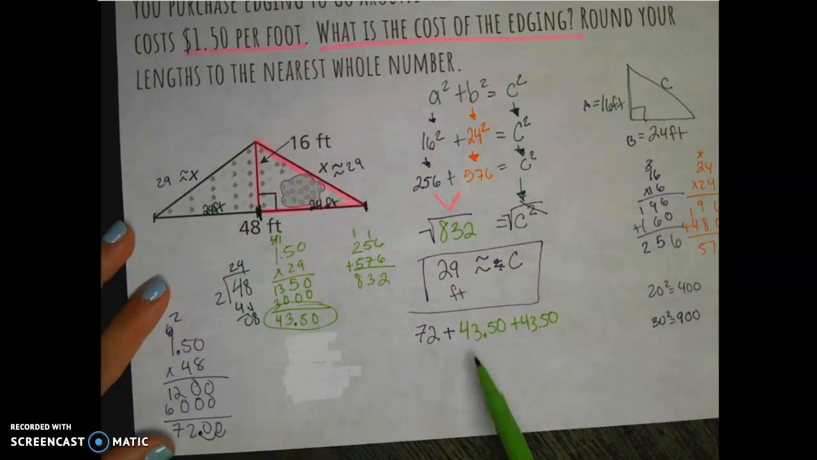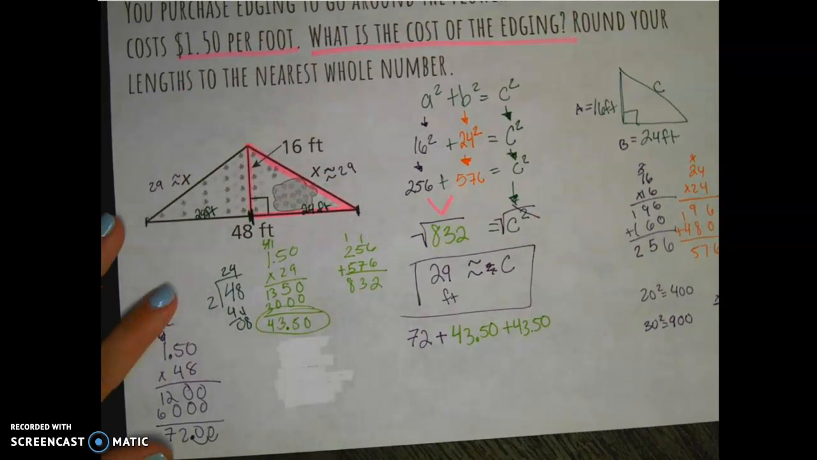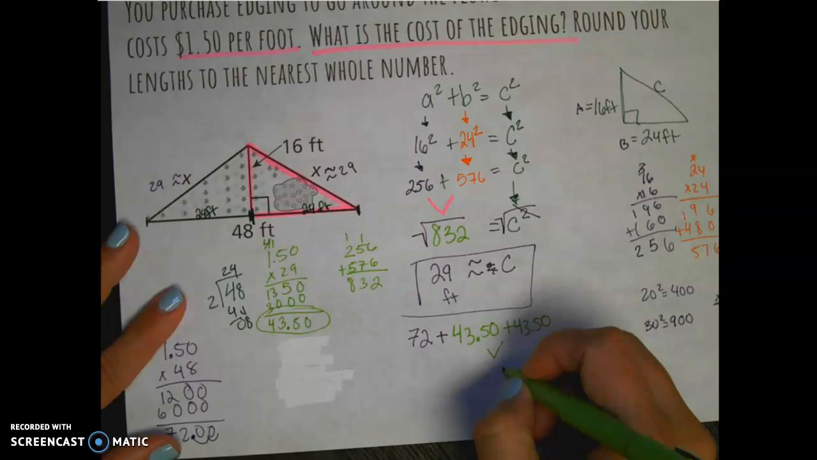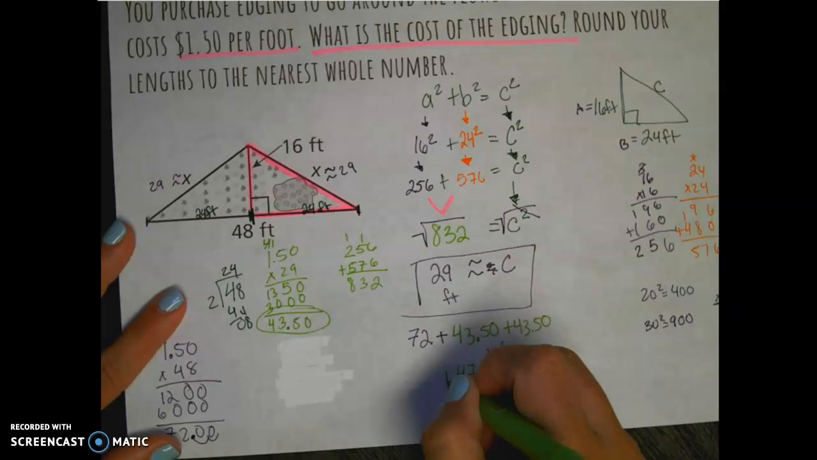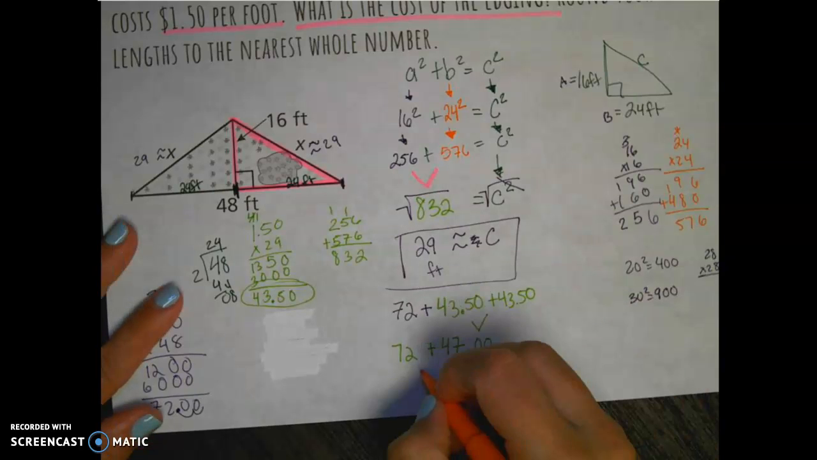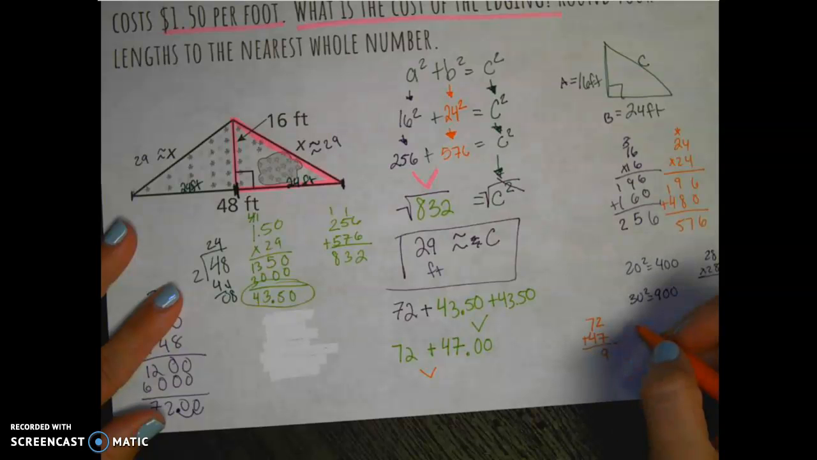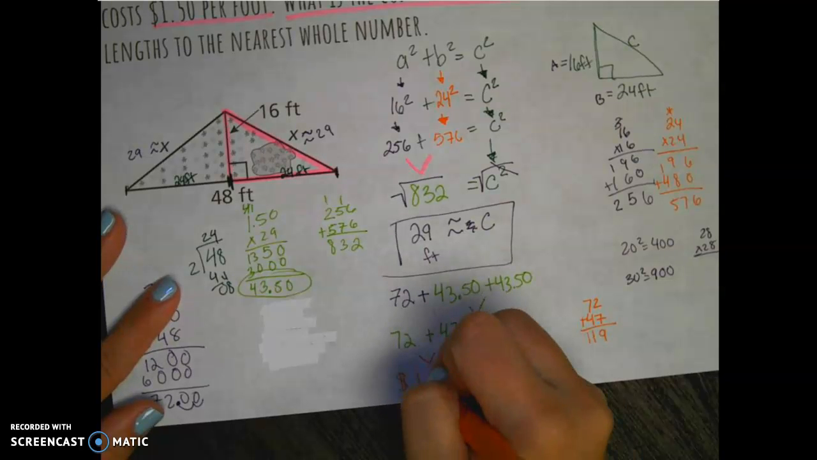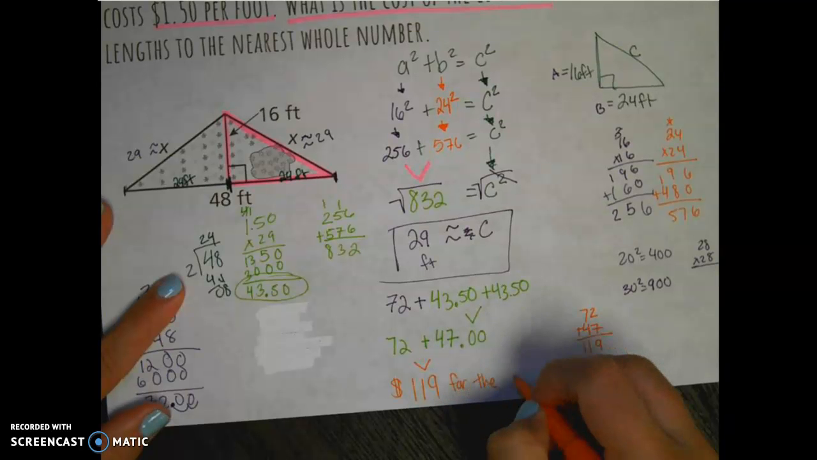And remember, the reason why we're doing this is because we need to figure out the cost of the edging. So if I add 43.50 and 43.50 together, I get $87, and $72. Now I can add those two together. So it's going to cost me $119 for the edging.